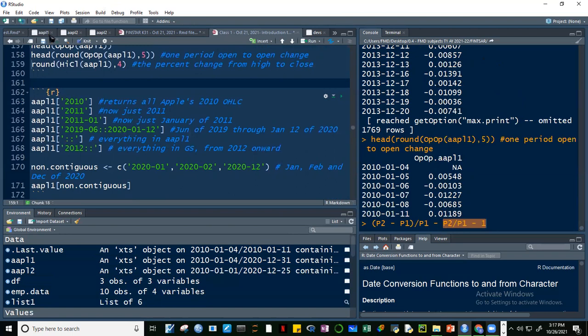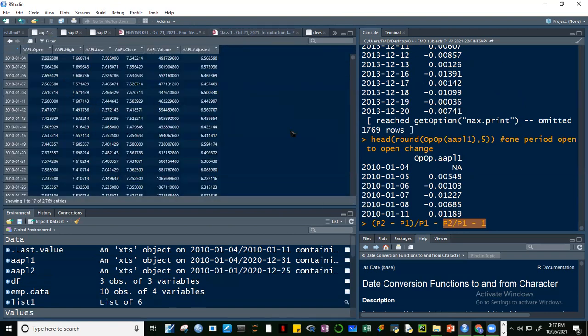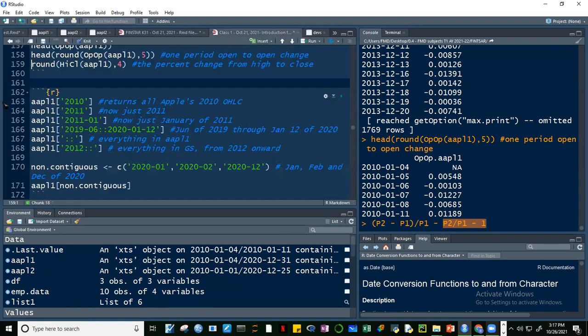Okay, now how about subsetting? So Apple 1, guys, is this XTS object. We have 2,769 rows of 6 columns, consisting of the opening up to the adjusted. Suppose I want to create an object called Apple 2010. I'm creating an object called Apple 2010, and it's coming from Apple 1, and we're just subsetting 2010.